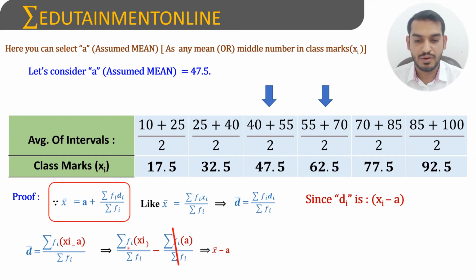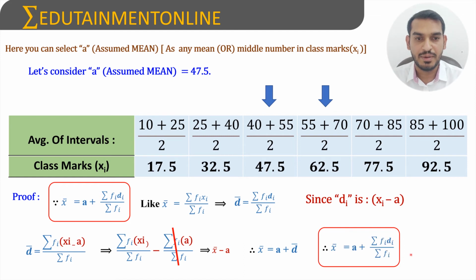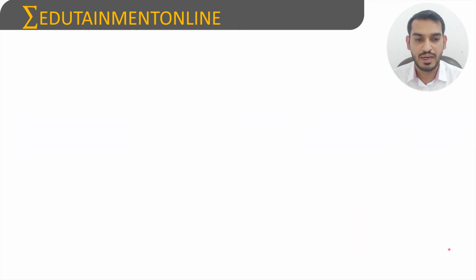So here also sigma of fi and sigma of fi will get cancelled. So we have x bar minus a. Therefore d bar is equal to x bar minus a, so the mean is a plus d bar. So a plus, the formula for d bar is sigma of fi di by sigma of fi.